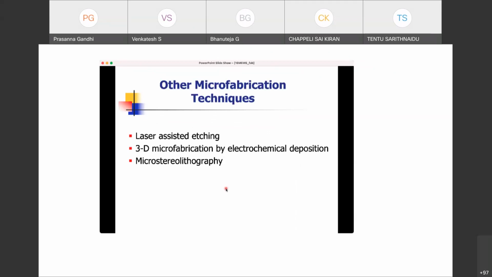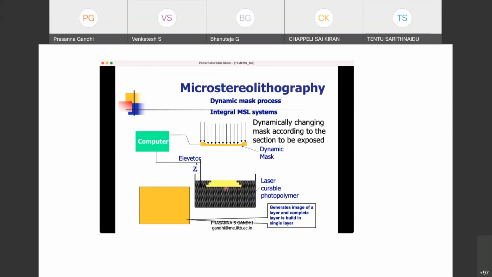So now we'll look at some of the non-conventional fabrication processes, one of which is microstereolithography. We know these dynamic masks, or DLP printers, create patterns which are dynamic in nature. We can project those patterns on the surface of a photoresist, layer by layer, and that's how the DLP printer works. Now the same thing is done at micro scale, and you get a microstereolithography process.